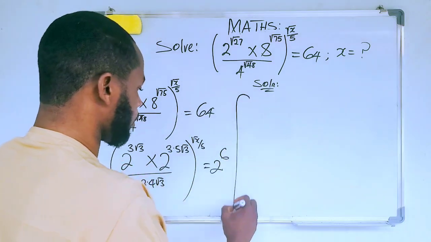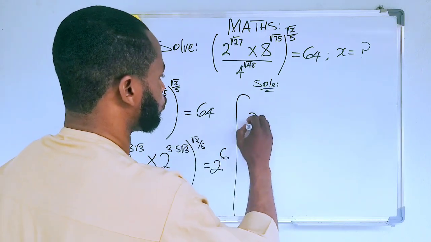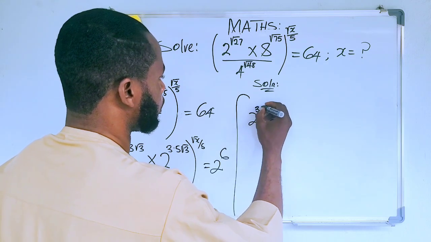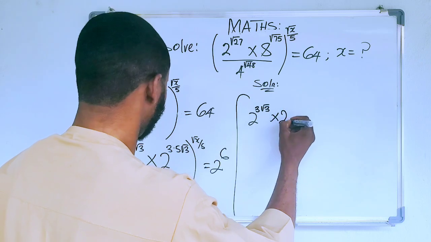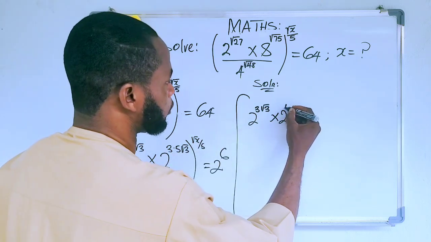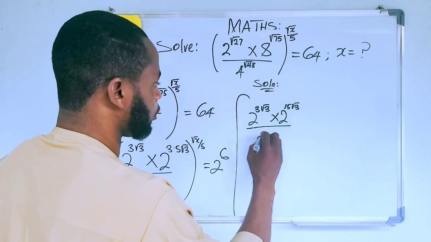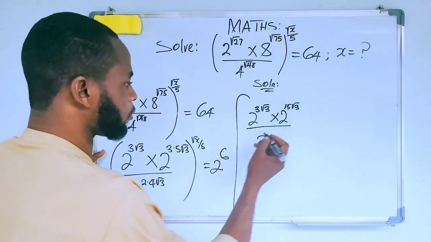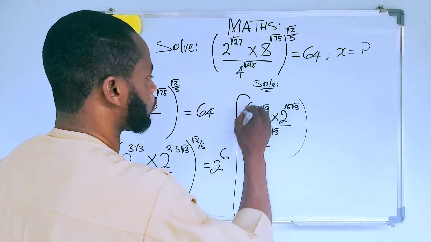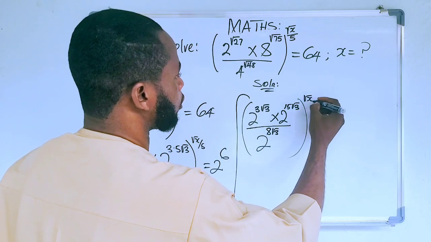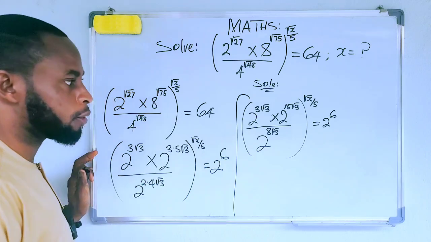Now we are going to simplify the powers here, and we have 2 to the power of 3 root 3 multiplied by 2 to the power of 3 times 5, which gives us 15 root 3, divided by 2 to the power of 2 times 4, which gives us 8 root 3, all raised to the power of square root of x divided by 5, equals 2 to the power of 6.